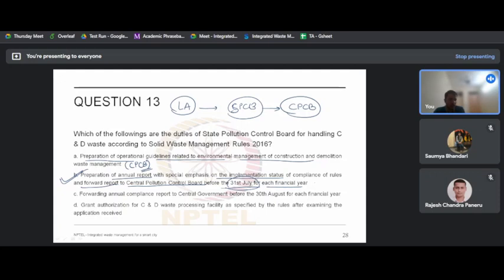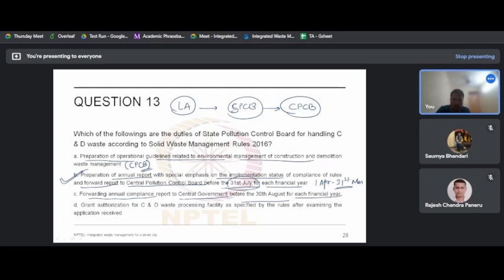So financial year will be from, so it will be from 1st April to 31st March of every year. So this is the financial year. It is different from the calendar year. So forwarding annual compliance report to central government before 30th August for each financial year.